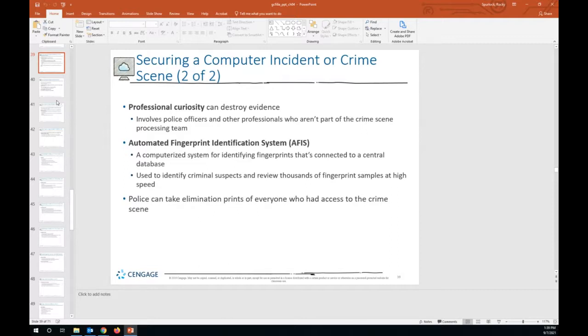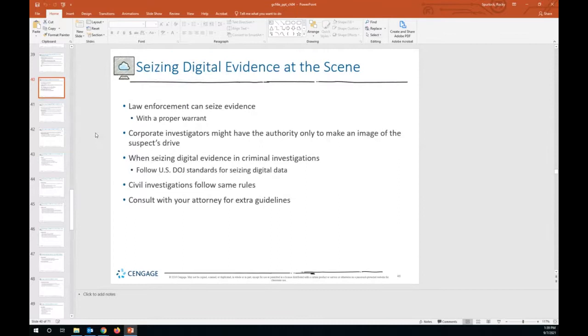Another thing you can use is the automated fingerprint identification system. That is a computerized system for identifying fingerprints. It's going to be connected to a central database. It's used to identify criminal suspects and review thousands of fingerprint samples at a high speed. Police can also take elimination prints of everyone who had access to the crime scene to eliminate them as a suspect.